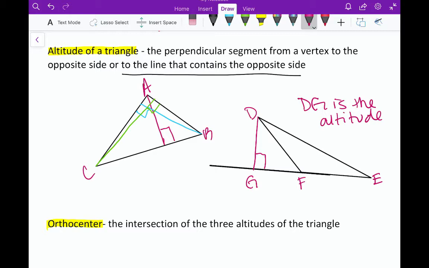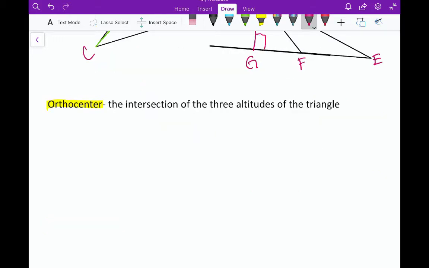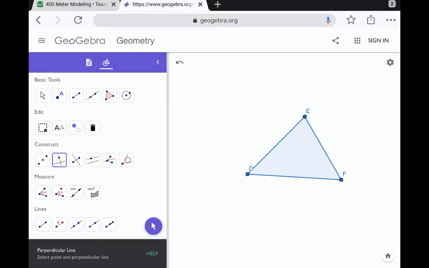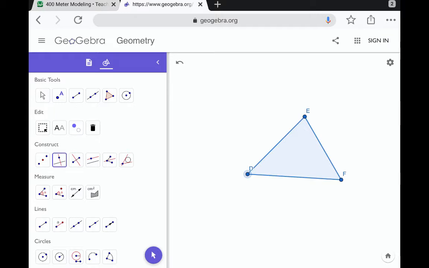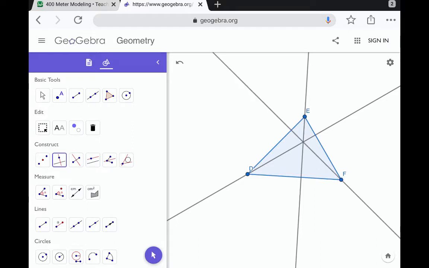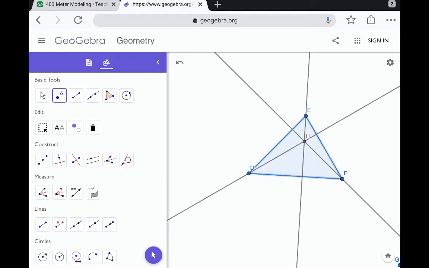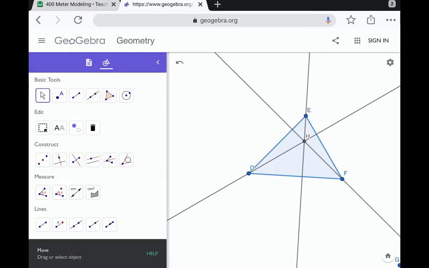Remember, there are three. The intersection of the three altitudes of the triangle is the orthocenter. So I'm going to construct the altitudes by constructing a perpendicular line from the vertex through the segment. And I'm going to do that for all three, from E through DF and from F through DE. This point right here, point H, is called the orthocenter.